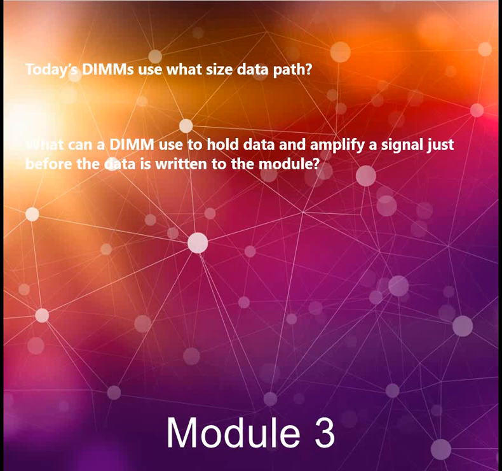So for question 10 and the last question for module 3, what can a DIMM use to hold data and amplify a signal just before the data is written to the module? Your CAS, that is incorrect. Parity has to do with memory as well, but it's not correct, and so is ECC, your error checking. But the correct answer is registers, and you can find that on page 139.